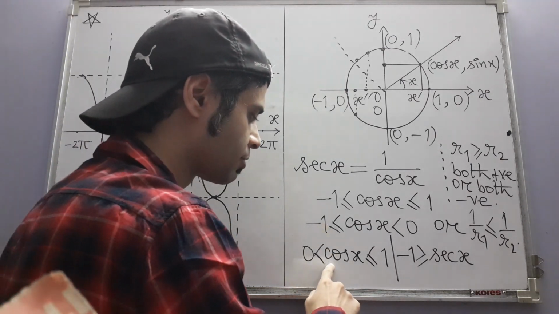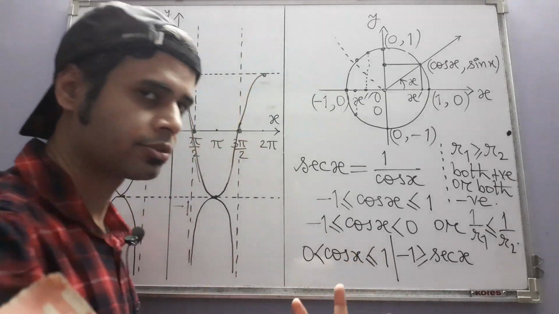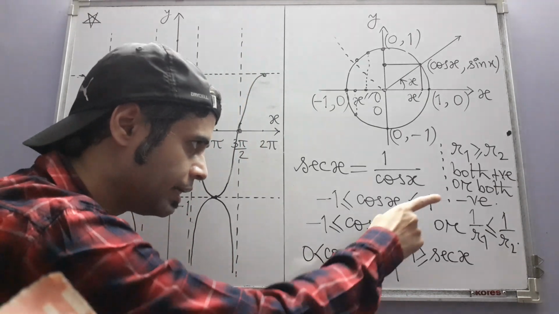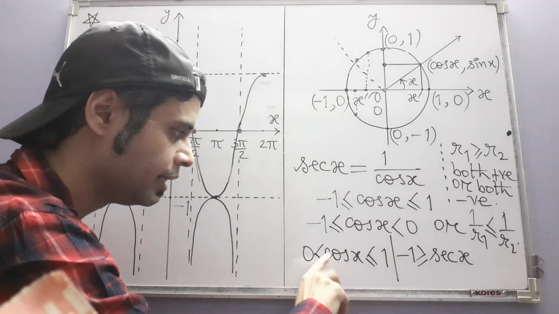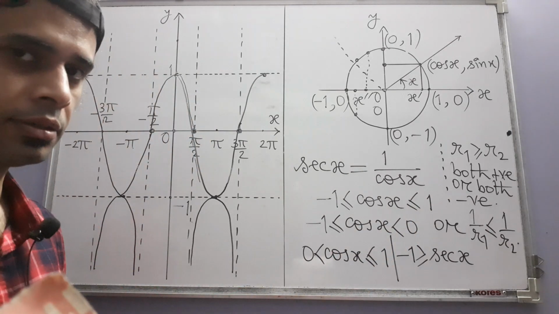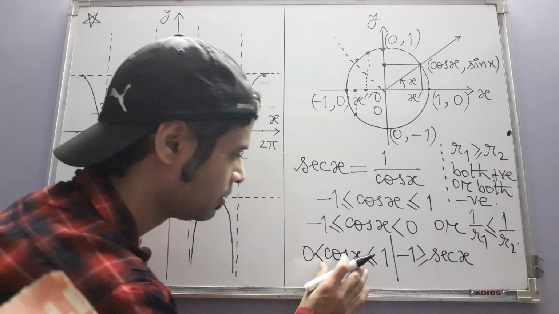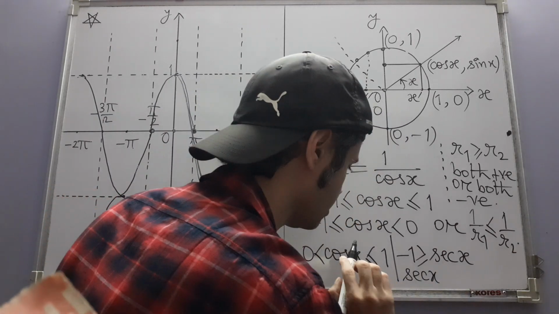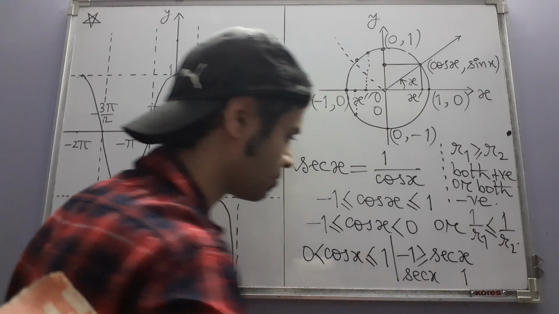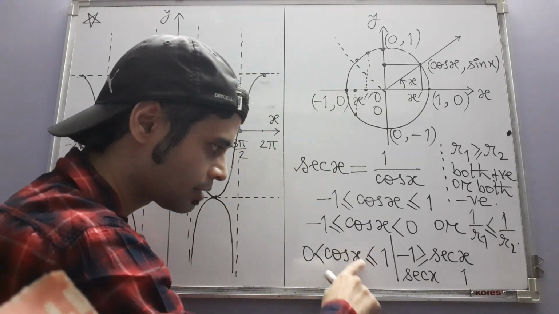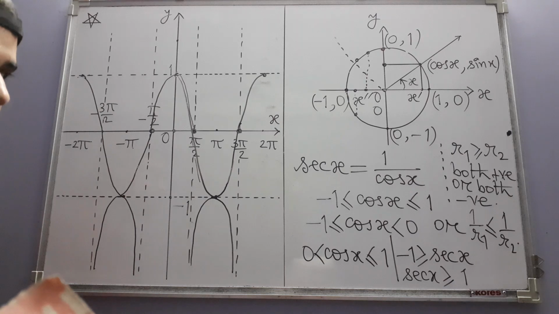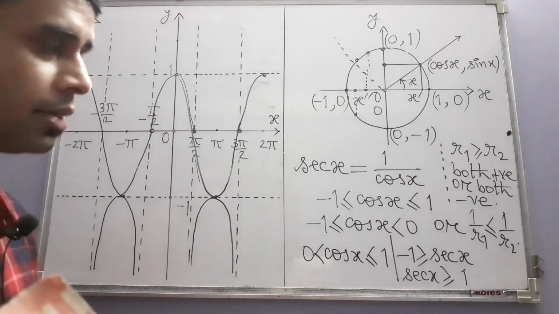And that's why here cos x is positive and 1 of course is positive. Here if you take reciprocal, again by that rule, inequality gets reversed. And what do you get now? This is secant x. The reciprocal of 1 of course is 1. You had this type of inequality, now you will have this type of inequality. Secant x is greater than or equal to 1.